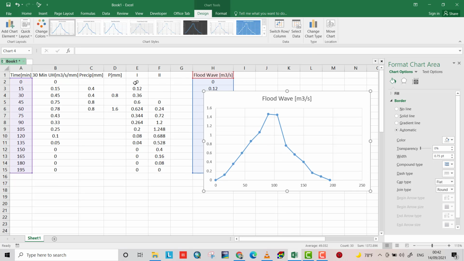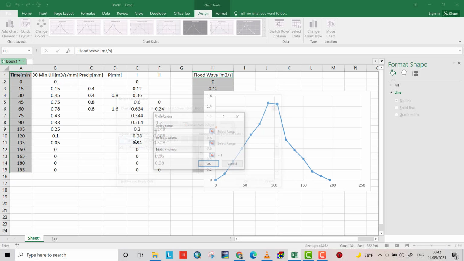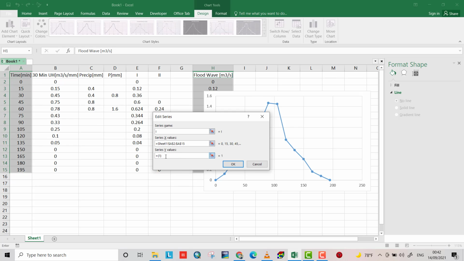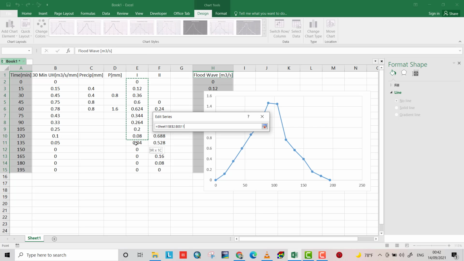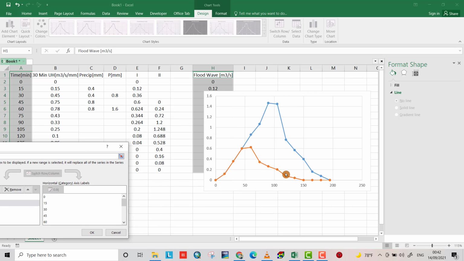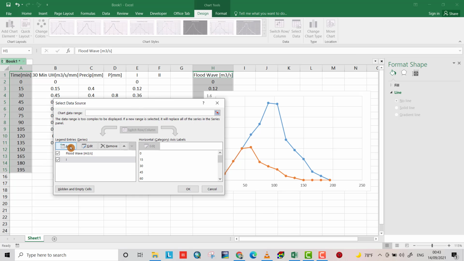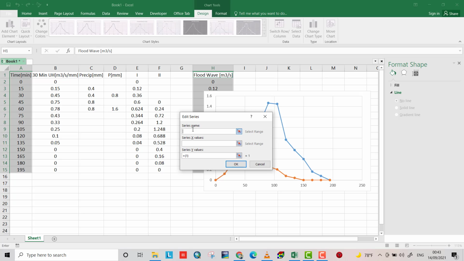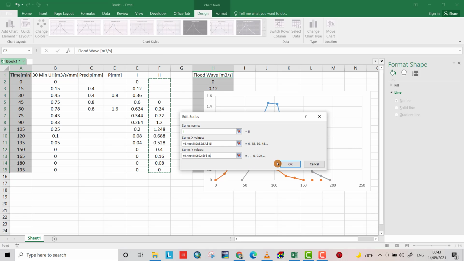And also we can plot the two small flood waves. Right click, select data, add. We can name it as the first one and X, and choose ordinates for this one. Okay, you see that is the flood for the first precipitation 0.8. Also we can add this flood wave, add the second one, time, and Y from here. Okay.